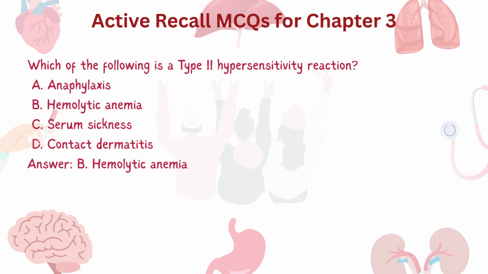The second question is, which of the following is a type 2 hypersensitivity reaction? The options are anaphylaxis, hemolytic anemia, serum sickness, and contact dermatitis. Now, if you recall, anaphylaxis is a type 1 hypersensitivity reaction, whereas hemolytic anemia is a type 2 hypersensitivity reaction. So the correct option is B, which is hemolytic anemia.